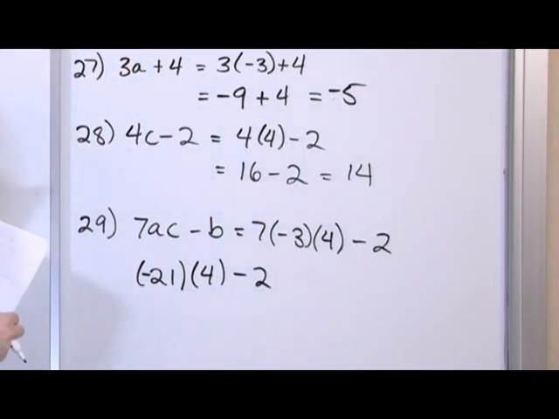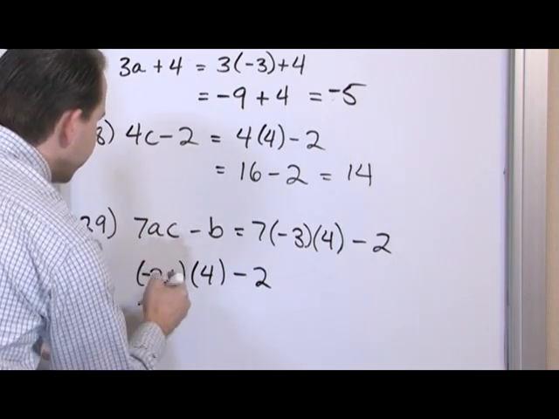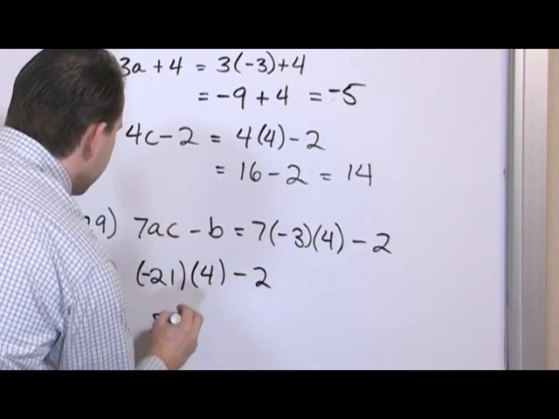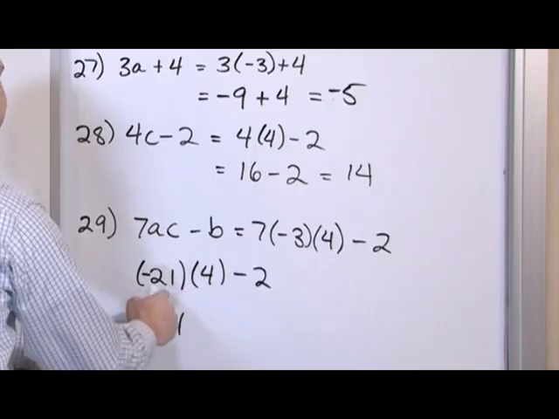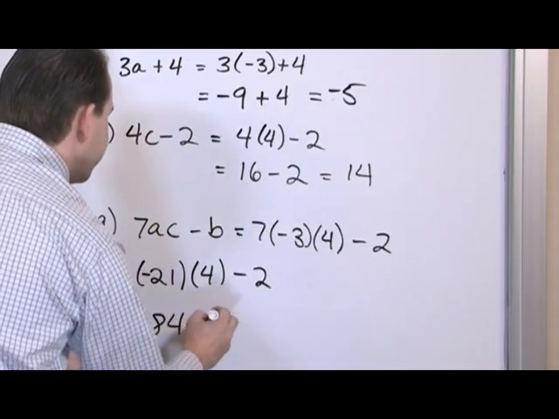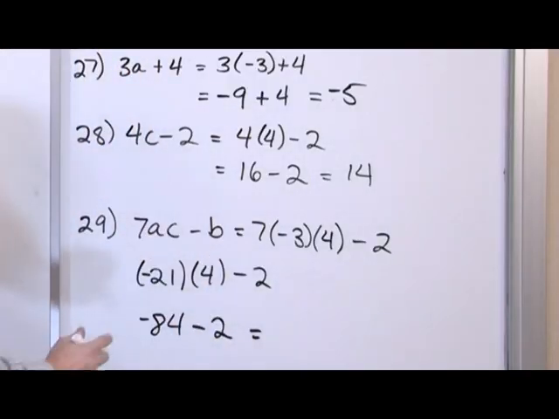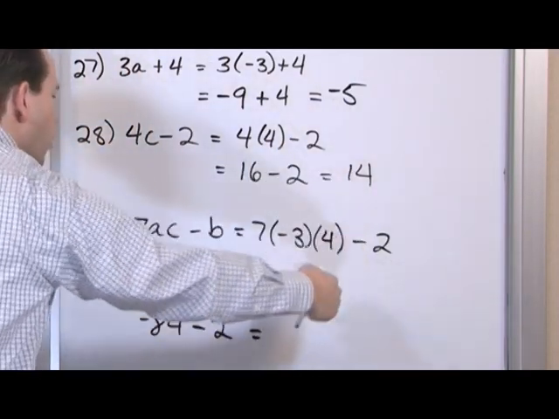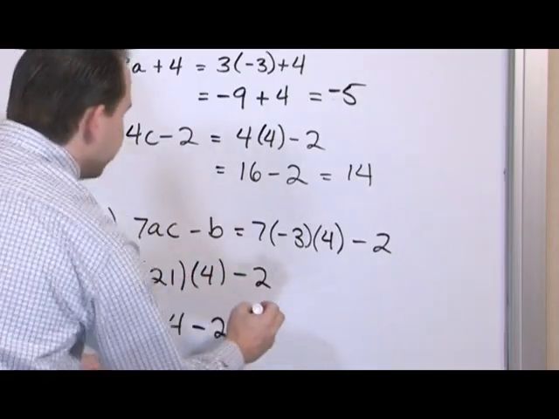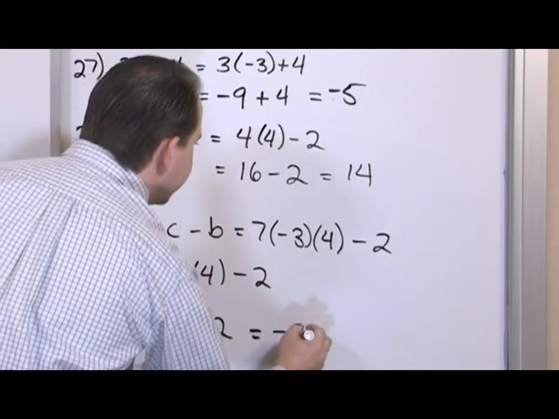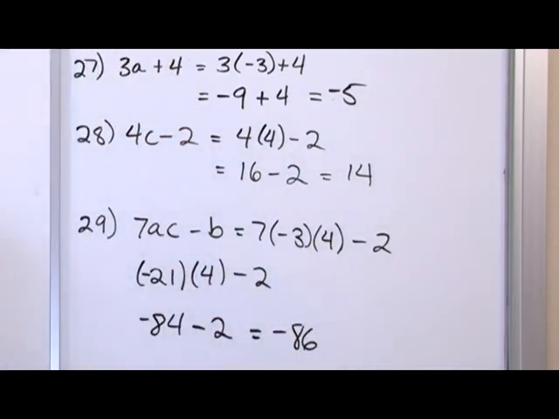21 times 4 is 84, and the sign is going to be negative because, again, these signs are different. But don't forget, we still have to subtract the 2. Now it becomes down to subtraction of integers. You start at negative 84, and you go more negative by 2, and so you're going to have an answer of negative 86. Negative 86 for your answer.